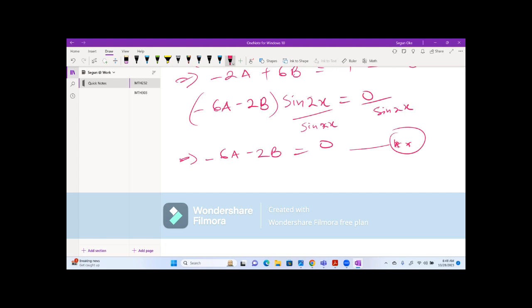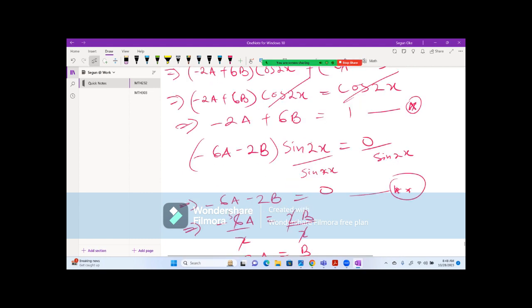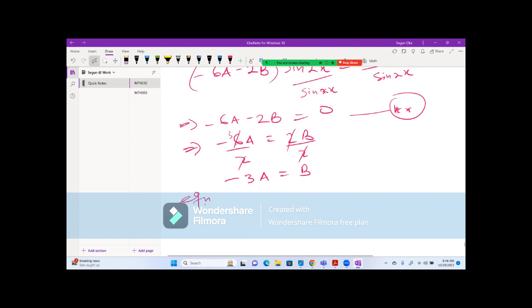So we can start from equation star star by saying that minus 6a equals 2b. It simply means I divide both sides by 2. Here we have 3. So we have minus 3a equals b. Any question? Now that we know minus 3a equals b, I can go ahead and substitute it into equation 1. Then equation star becomes minus 2a plus 6 of minus 3a equals 1.